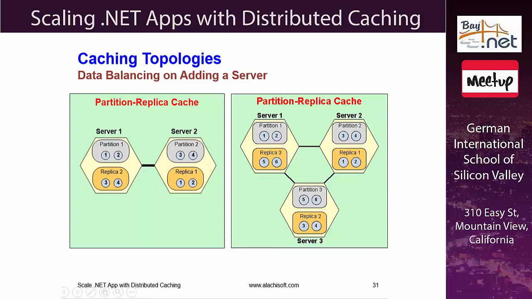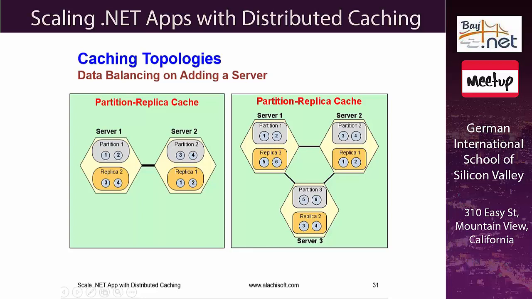So notice when you add a third server, a partition 3 is created. It takes some of the buckets from here and some from here. And now a replica 2, which used to be here, is created here. And a replica 3 is created where replica 2 used to be. Now, this replica 2 is not the same as this replica 2. Why? Because the buckets are not the same. These are 500 buckets each. This is 333, 333, 333 buckets each.